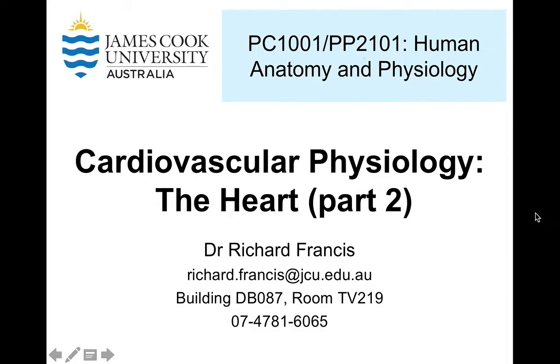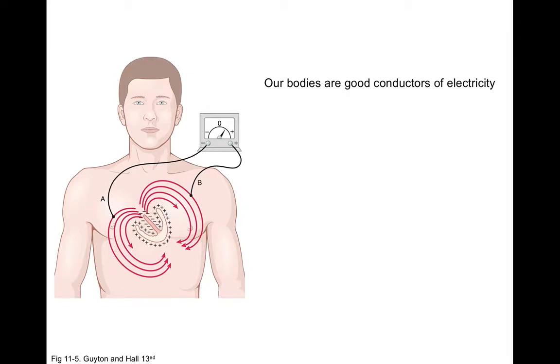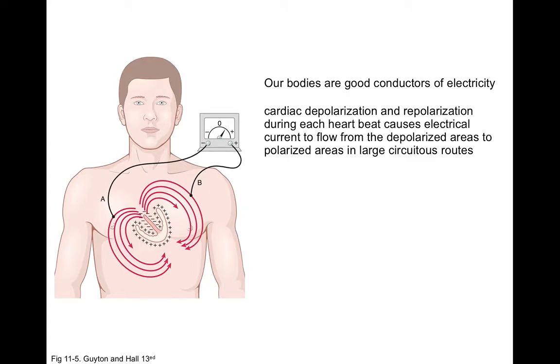Okay, welcome to part 2 of cardiovascular physiology on the heart. So our bodies are good conductors of electricity. Cardiac depolarization and repolarization occur in waves through the heart tissue during each heartbeat. This causes electrical current to flow from the areas that are depolarized to the polarized areas, and this occurs in large circuitous routes.